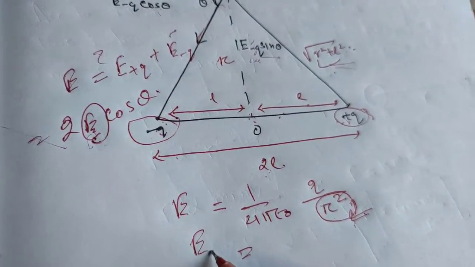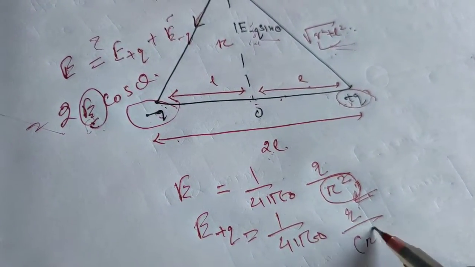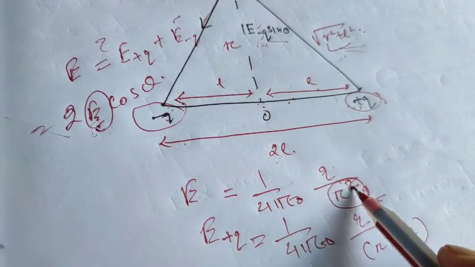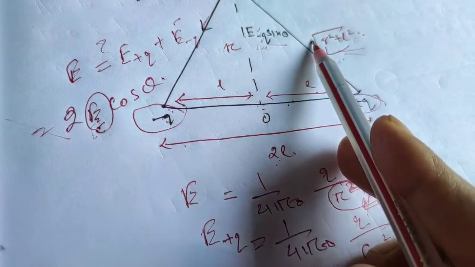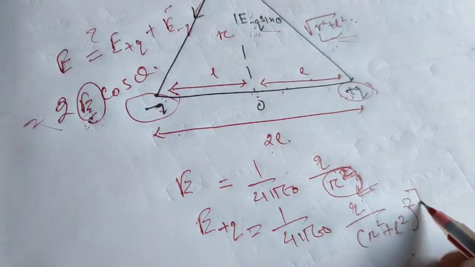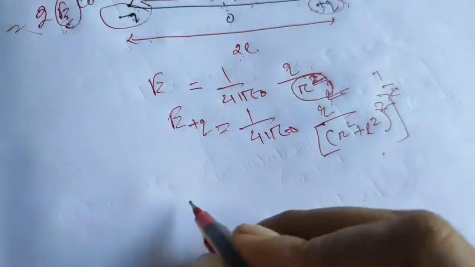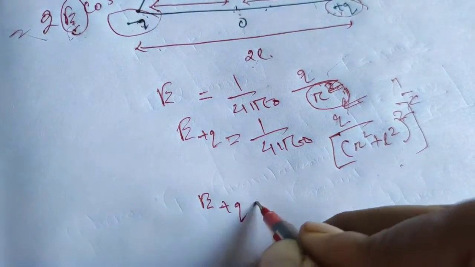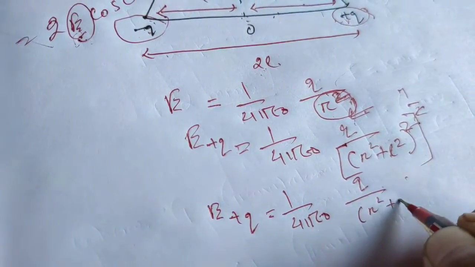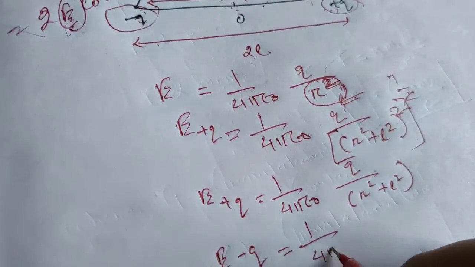Taking the positive charge, you write 1 by 4 pi epsilon naught Q by r square plus l square. As the square is present and this root over is present, both will cancel. Or I can write it again for you: this is the whole square and the power of 1/2 will cancel, so you will get E plus Q is 1 by 4 pi epsilon naught Q by r square plus l square. The same formula applies for the negative charge also, minus Q, student, 1 by 4 pi epsilon naught.